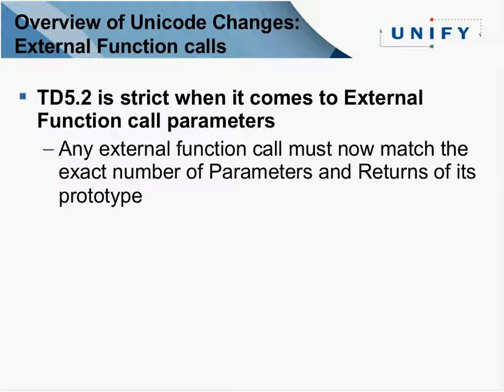Another change related to Unicode and external function calls is that TD 5.2 is strict when it comes to external function call parameters. So in the past, if you defined an external function call from TD, sometimes if the number of parameters and returns didn't match the exact number of parameters and returns of its prototype, that wouldn't be a problem. But in TD 5.x, you will receive an error and it's a problem. So you must make sure that an external function call matches the exact number of parameters and returns of its prototype.